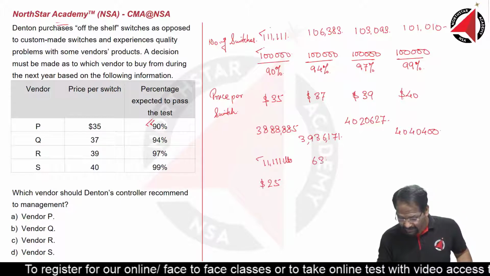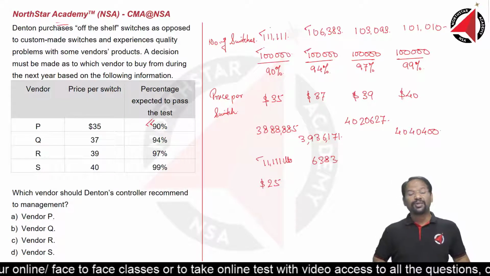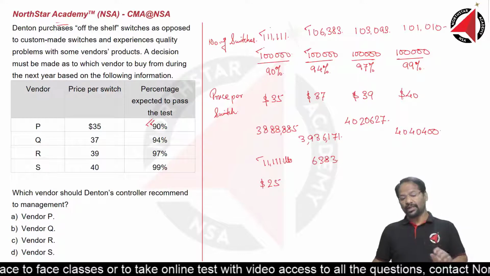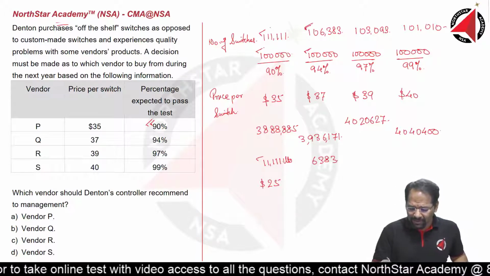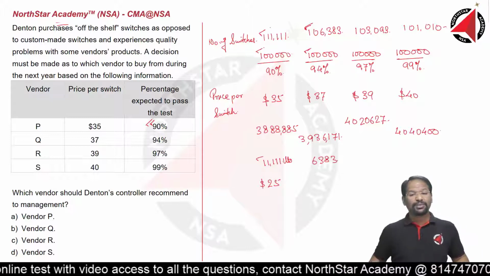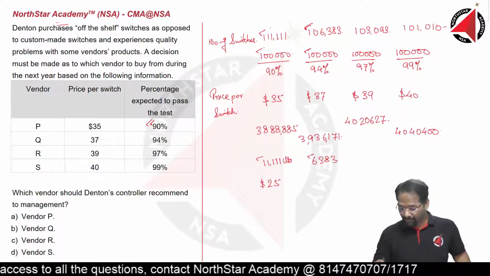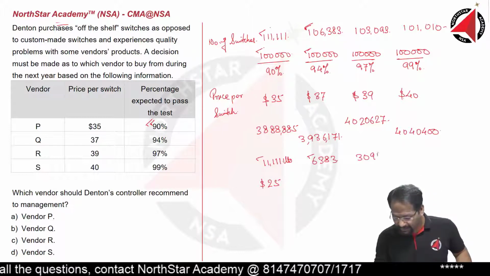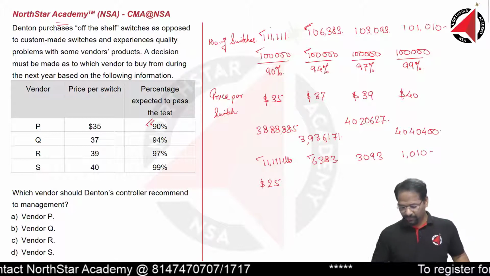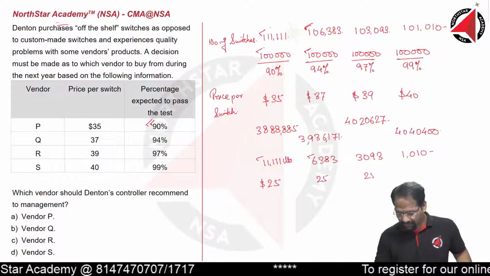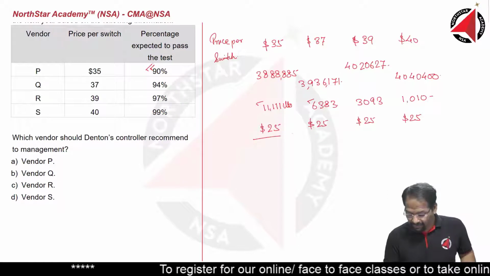For the second vendor, 6,383. How am I calculating? This minus this, because we need only good units, which is 100,000, and the remaining will go as waste. You can also directly do this multiplied by 6%, since 94% is going to be good. You will get approximately this number. Here it will be 3,093, and the last one will be 1,010, and all these will be multiplied by $25. That is the loss due to defective units.